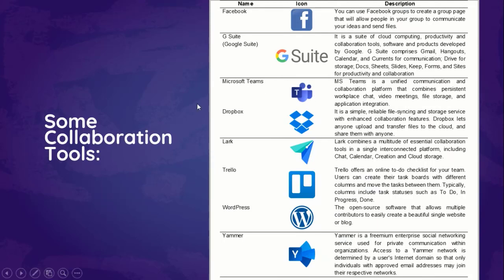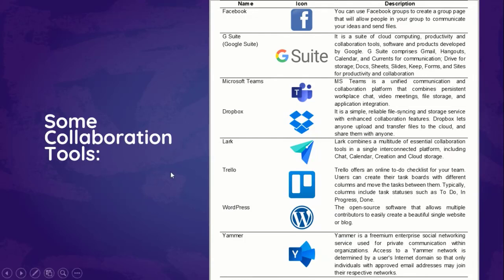G Suite, no? And then Microsoft Teams, yes, a very good collaborative tool as well. Microsoft Teams is like the counterpart of Google Suite from Microsoft. Dropbox is a different type of collaboration tool. Although konti lang ang feature niya unlike Microsoft Teams or Google Suite. Dropbox is specifically for cloud computing. Although I think right now nag-enhance na ata ang Dropbox so that it can have more collaboration features. But it is still unlike Microsoft Teams or Google Suite. And then we have Lark, Trello, and WordPress, and of course, Yammer.